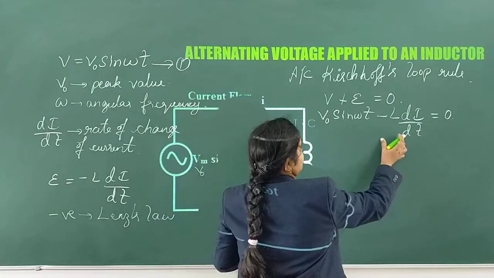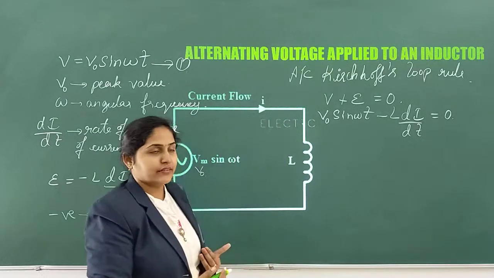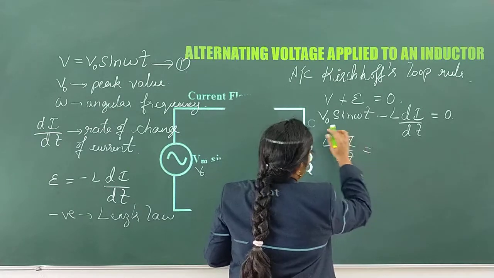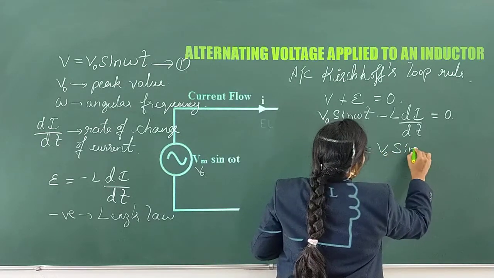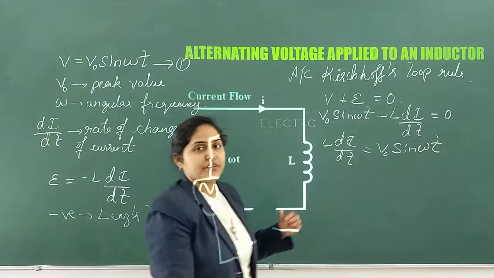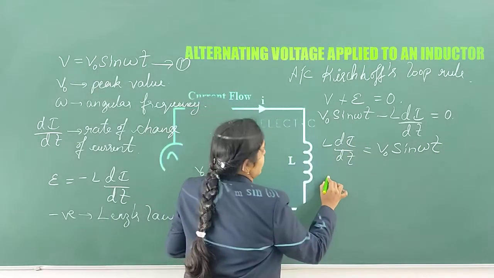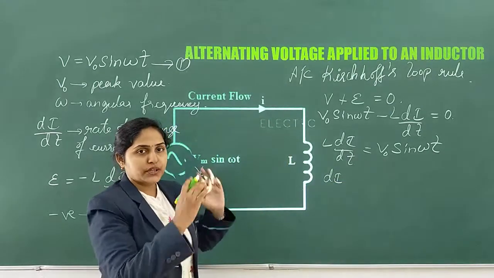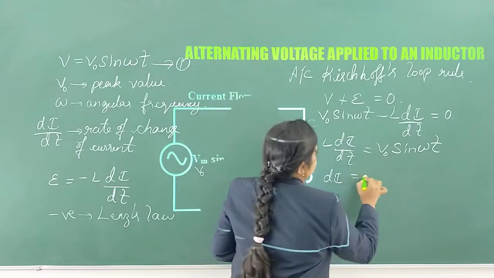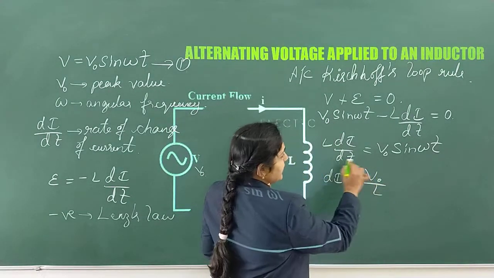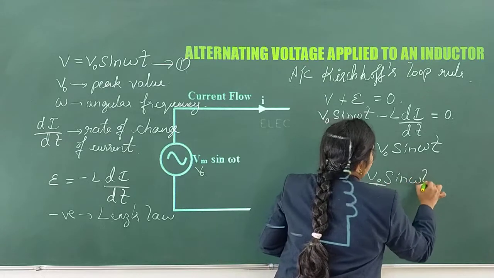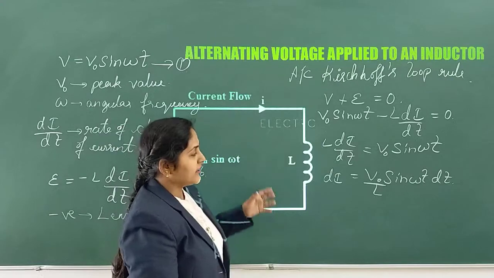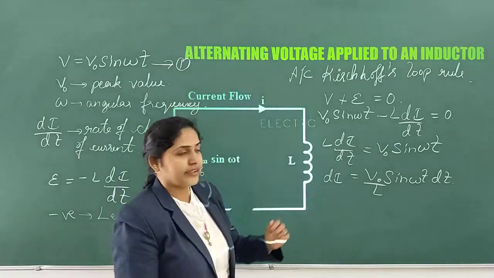So when you take this term to the RHS, L di by dt equals the LHS, that is V naught sin omega t. Let me retain only di on the LHS and send L and dt to the RHS. On sending L, it becomes V naught by L. On sending dt, sin omega t into dt. So di equals V naught by L sin omega t dt.